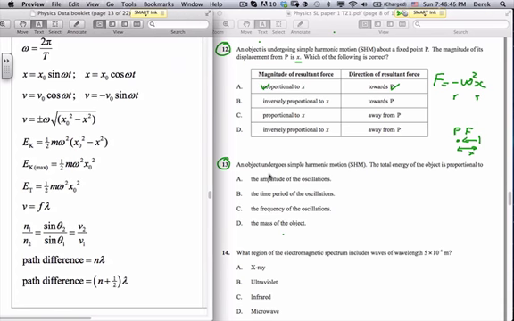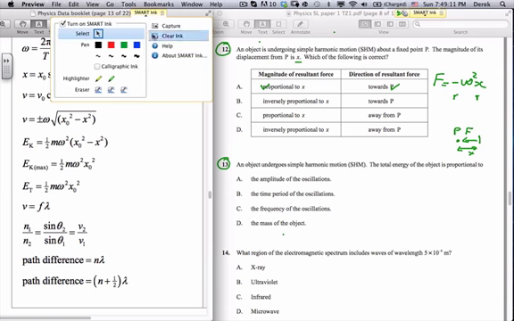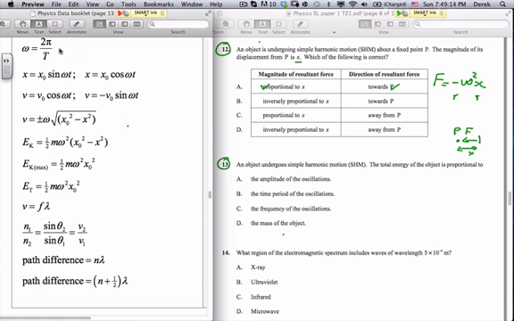It says the total energy of the object is proportional to the amplitude of the oscillation. Well, here we have the amplitude squared. The time period of the oscillation, this is possible, but remember omega is equal to 2 pi over T, or it's equal to 2 pi f. But here we've got an omega squared, so it will be proportional to the square of the frequency or the inverse square of the period.